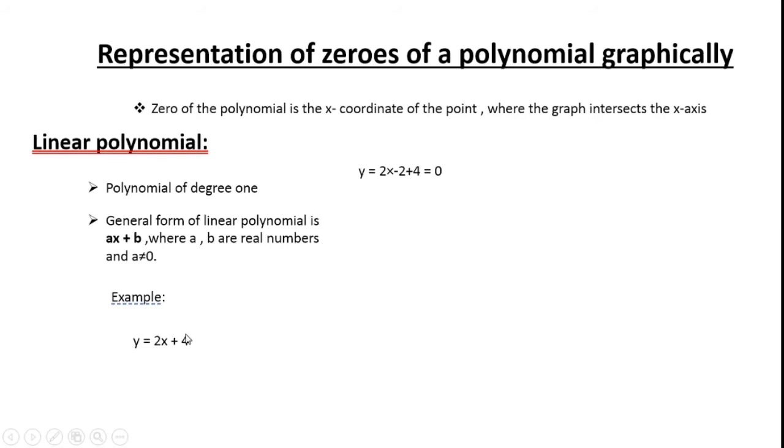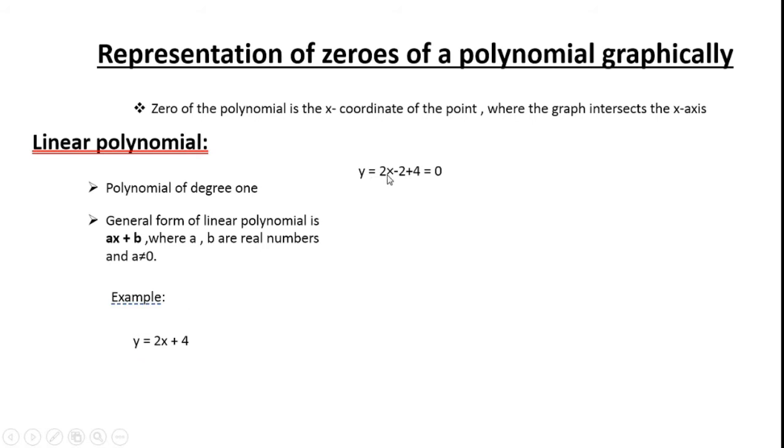Now, we have to draw the graph. We are representing this linear polynomial graphically. So, for drawing the graph, we need to find the values of y and values of x. So, we can list some values of y corresponding to x. First, I am giving the value x as minus 2. If I give that value minus 2, what will we get for y?